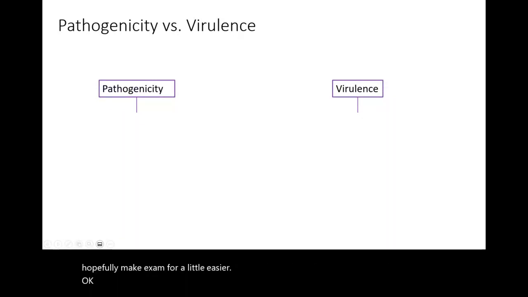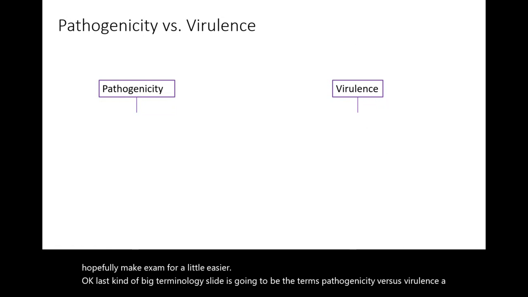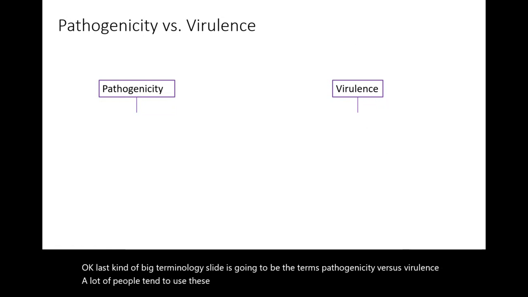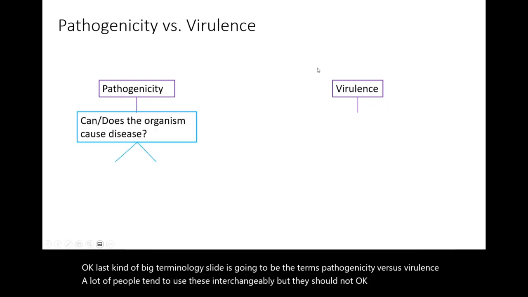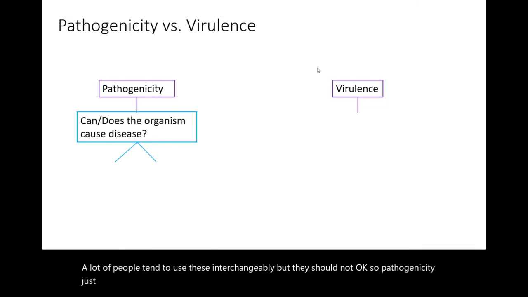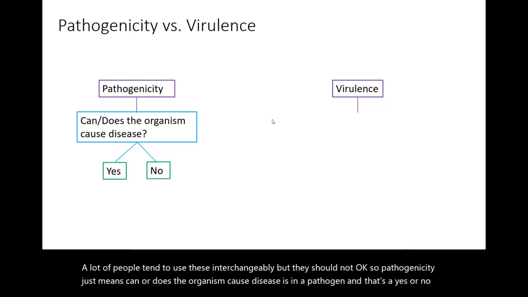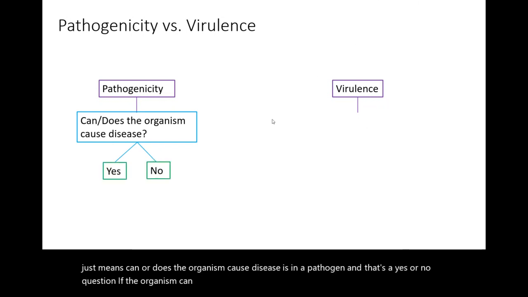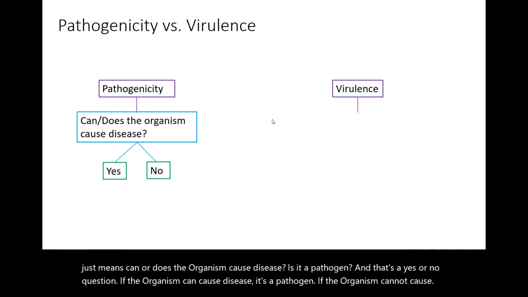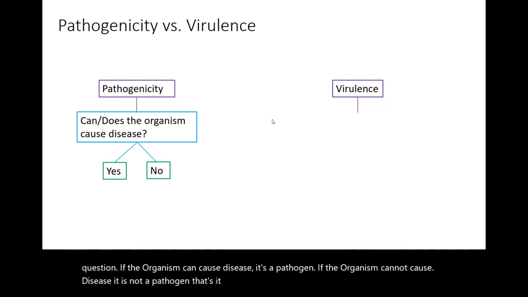Okay, the last big terminology slide is going to be the terms pathogenicity versus virulence. A lot of people tend to use these interchangeably, but they should not, okay? Pathogenicity just means: can or does the organism cause disease? Is it a pathogen? And that's a yes or no question. If the organism can cause disease, it's a pathogen. If the organism cannot cause disease, it is not a pathogen. That's it, yes or no.